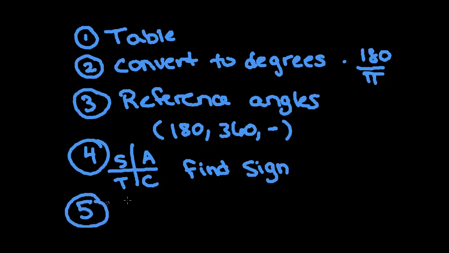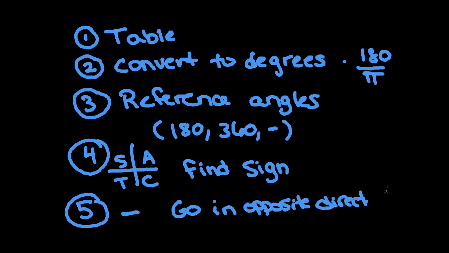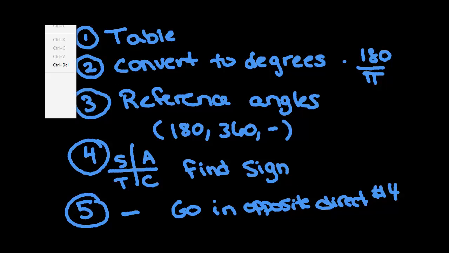The 5th one is remember that if you have a negative, to go in the opposite direction when you're finding, for number 4, when you're finding your sign. So instead of going up and around, we're going to go down and to the left. So those are the steps involved with finding your exact trig ratios. I hope this helped summarize it and make it easier for you.